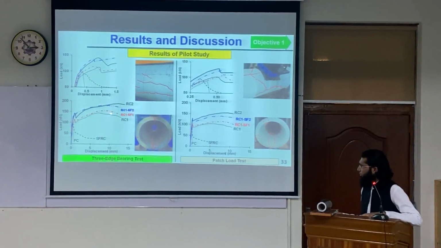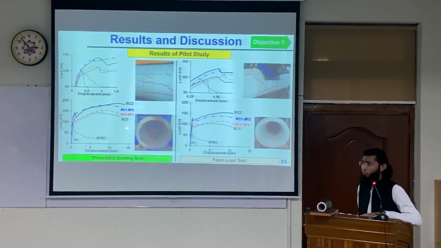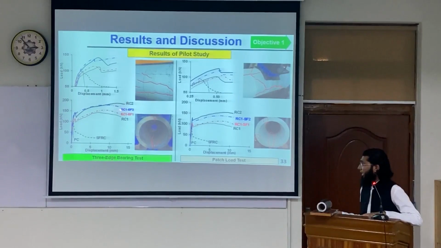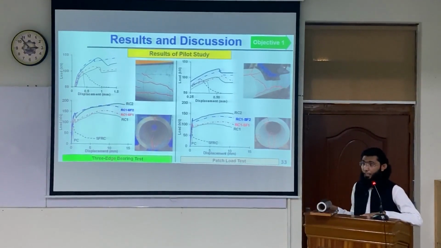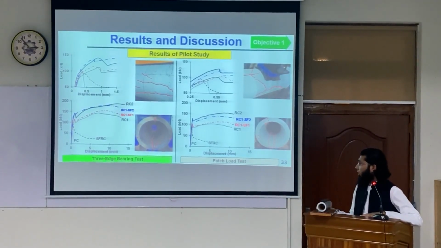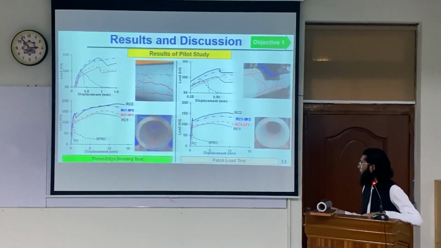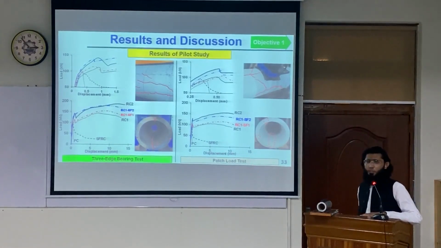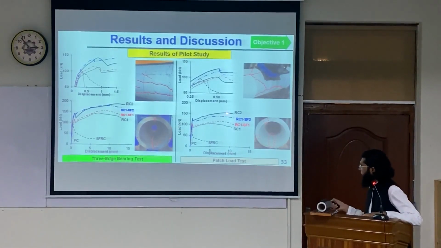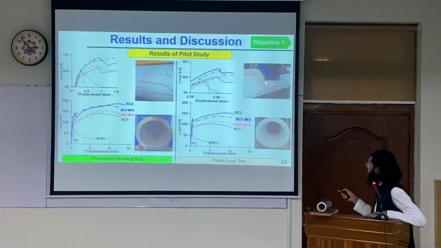Now this comparison can be seen in the red and the black line. The improvement is not very significant for the RC1 SF1 pipe as compared to the RC1 pipe. However, the RC1 SF2 pipe, which was cast in layers and had 40 kg per cubic meter of steel fibers, had a considerable improvement comparable with the RC2 pipe. The results of the Faisal test were largely similar, with the difference that the load was slightly lower compared to the three-edge bearing test because of the concentrated loading applied on the pipe.